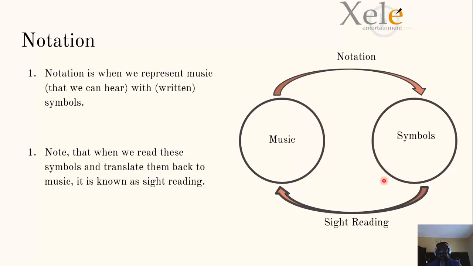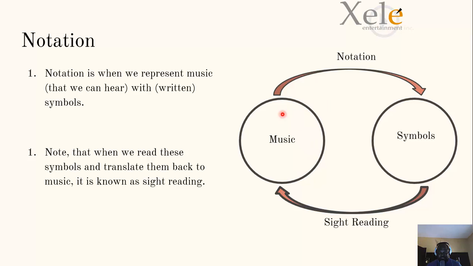Remember that we already established that we can represent notes and rests using symbols. Well, that's exactly what notation is. Notation is when we represent music with symbols. When we then begin to read the notation so that we can perform it back as music, that is known as sight reading. Sight reading is like the reverse process of notation.